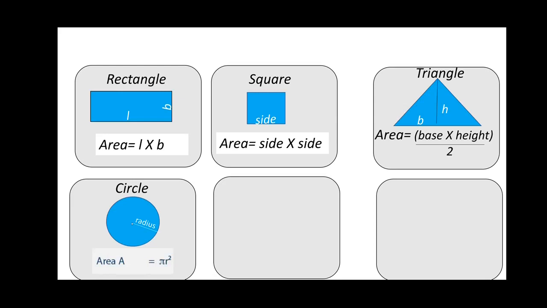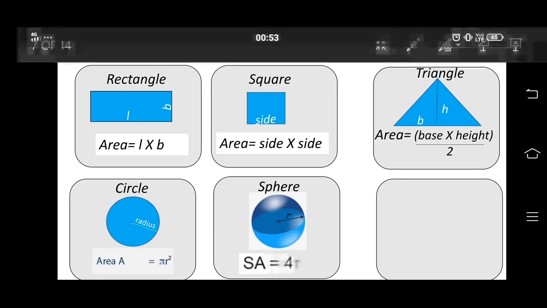R is the radius. The last plane figure that we are going to discuss is the sphere. The difference between circle and sphere is that circle is two-dimensional and sphere is three-dimensional. Therefore, instead of area, the formula for surface area is given as SA is equal to 4 pi r square. Surface area is the area of all sides, top and bottom of solid object. R is the radius and pi is a constant value.